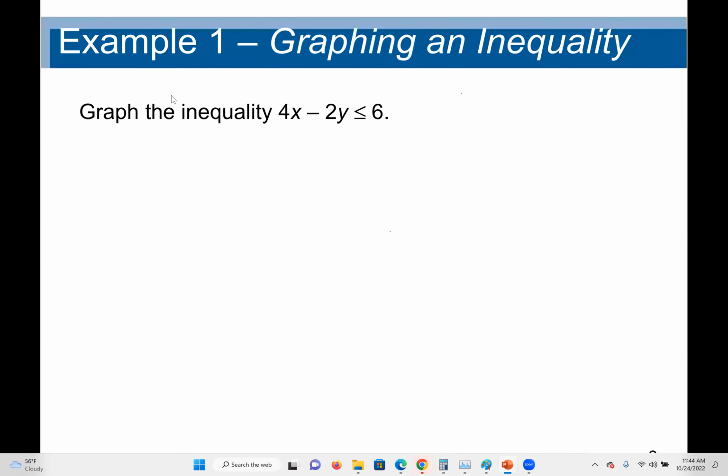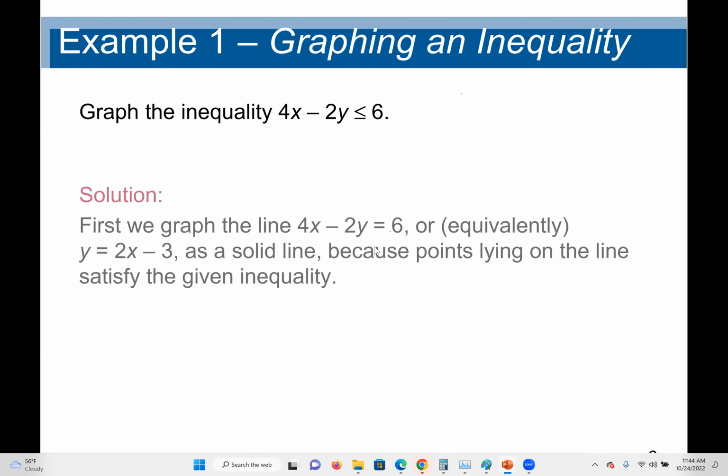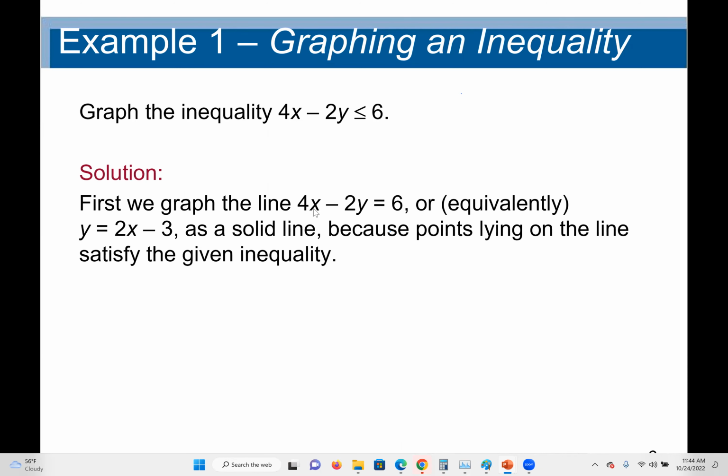So next, let's see another example here. Graph the inequality 4x minus 2y less than or equal to 6. So the first thing we have to do again is to graph 4x minus 2y equal to 6. So for example, we can solve for y, then we'll pick any x point and just graph it. And so when we solve 4x minus 2y equal to 6, it is the same as y equal to 2x minus 3 when we solve for y.